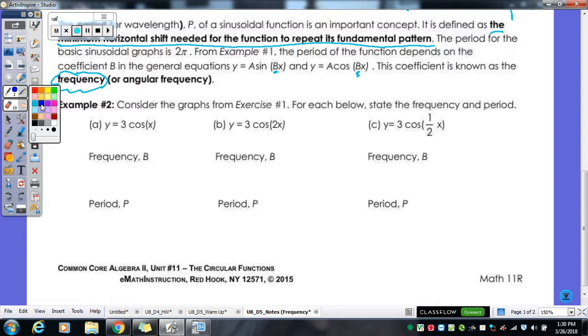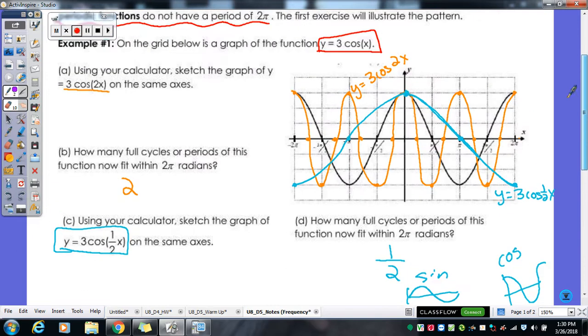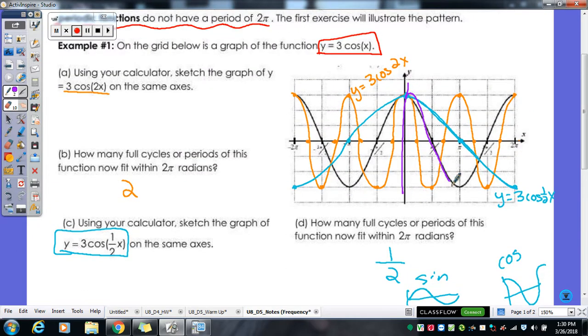So looking at our original, 3 cosine of x. The frequency is that number in front of x, which for that one would be a 1. And what was the period for that original one? No, that's the amplitude. The period was 2 pi, because it took that long for it to complete one entire cosine curve. Where do you get 2 pi? My graph up above. It starts here at 0, and it goes down, and then back up. 2 pi is how long it takes for that to happen. So the period is 2 pi.